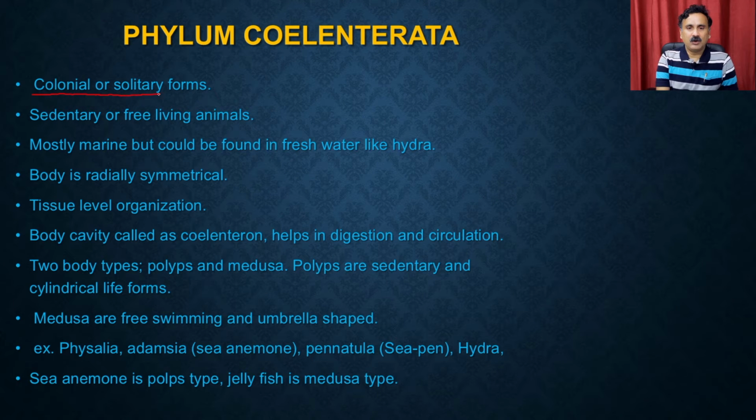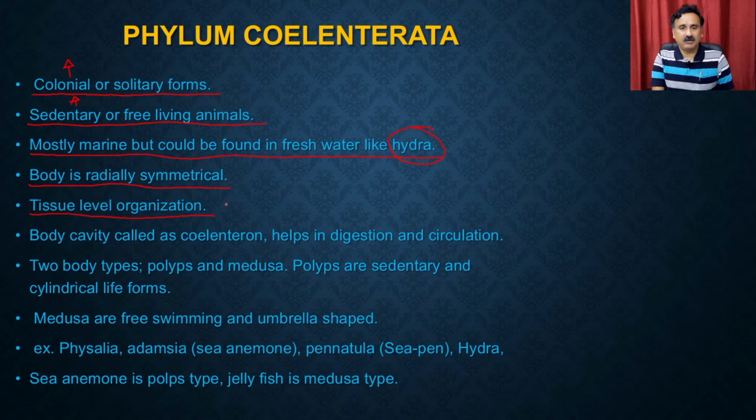Coelenterates are colonial or solitary forms. So this means they form in bunches, or they are formed as individuals. They are sedentary or free living animals, which means they are either attached to a surface or they could be free living. They are mostly marine but could be found in fresh water, like the hydra. The body is radially symmetrical, right? It has a tissue level organization, except for the cellular level organization present in the Porifera. Then the body cavity is the coelenteron, which helps in digestion and circulation.